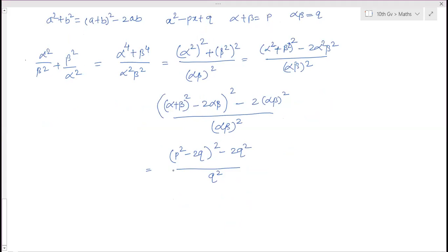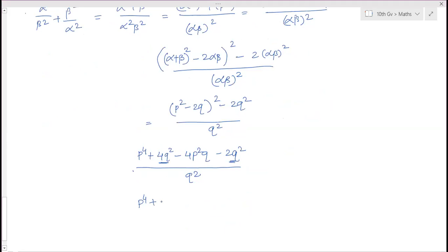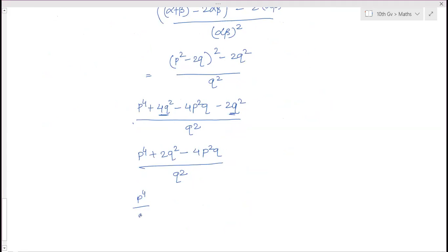Now open the bracket, the square part is there. So it is p to the power 4 plus 4q square minus 4p square q minus 2q square, divided by q square. This term and this term are the same, subtract. p to the power 4 plus 2q square minus 4p square q by q square, and divide them separately. So it will come p to the power 4 by q square plus 2q square by q square minus 4p square q by q square. In this one, q square cancels. In this one, one q gets cancelled. So what is left is p to the power 4 by q square plus 2 minus 4p square by q. That is what you want.